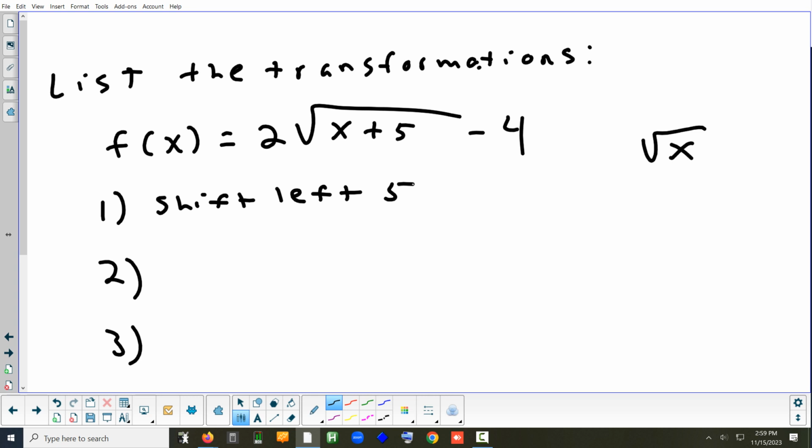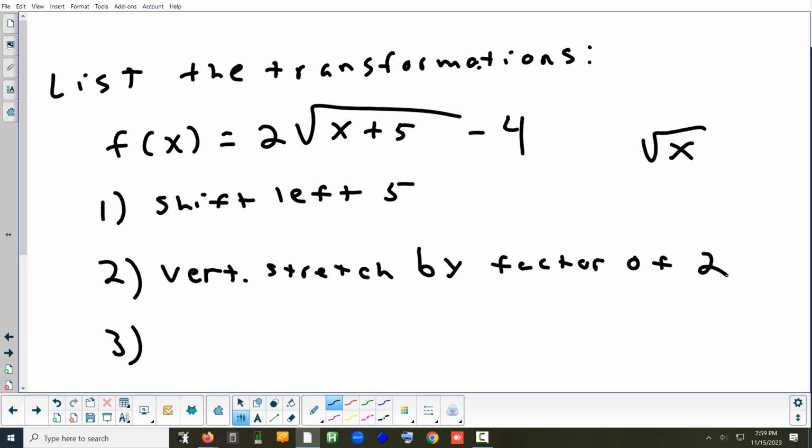Michaela, what about the 2 on the outside? Is that vertical or horizontal? It's vertical. And is it a stretch or a shift? A stretch, because you're multiplying and it's on the outside. Any multiplying is a stretch. Outside is vertical, inside is horizontal. I didn't do a horizontal stretch in this one. So we say vertical stretch by factor of 2.